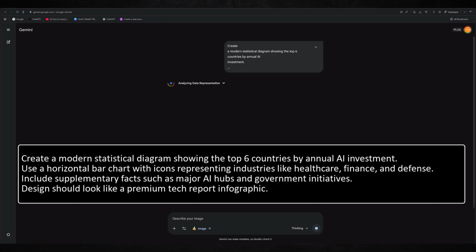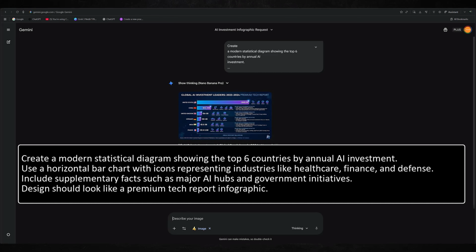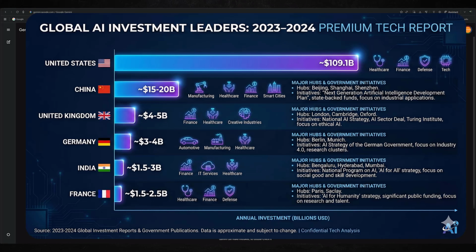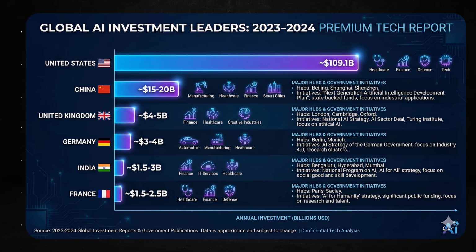And once again, the result follows the perspective. You get clean horizontal bars that are easy to compare. Industry icons add meaning without adding clutter. The extra facts feel like insights, not footnotes. This looks like something you'd expect in a high-level strategy deck.